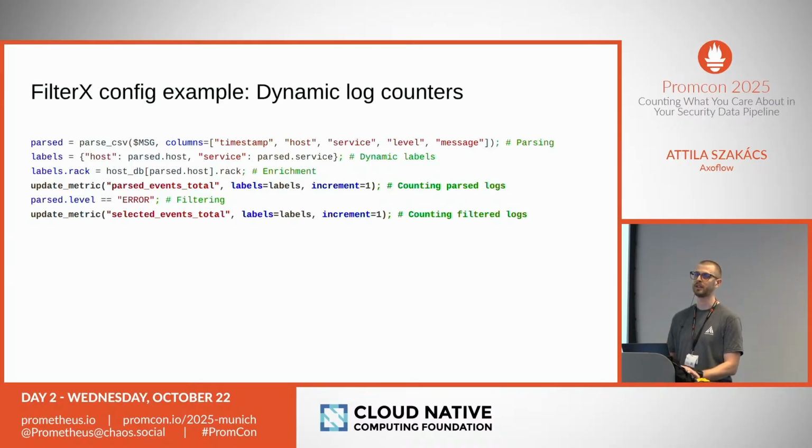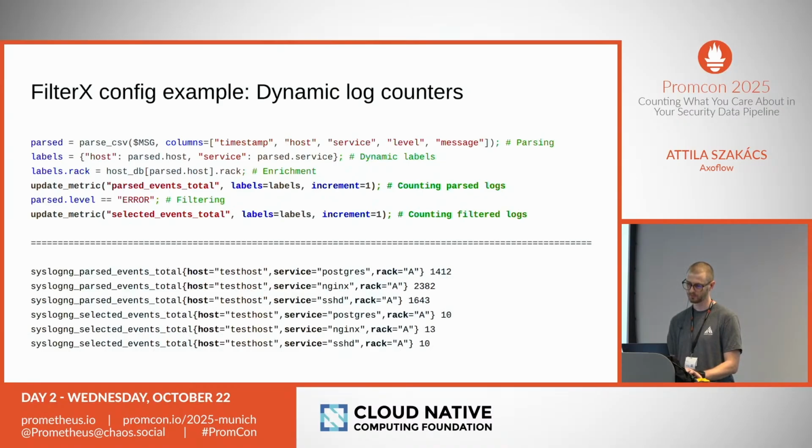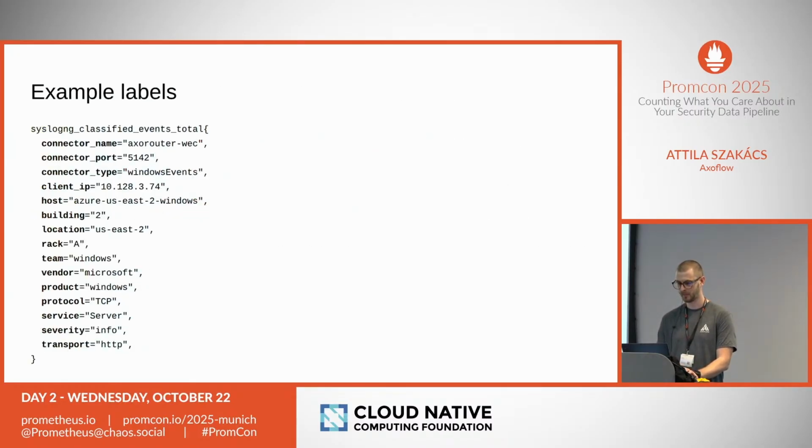Then you have some filtering. You only continue the processing if the parse level is error. Then you count those messages too. And these are the example metrics that are getting generated from this code. So parse events total, selected events total. We have the host, service, rec information, some values for them. And here are some example labels in the wild, which we came up with.